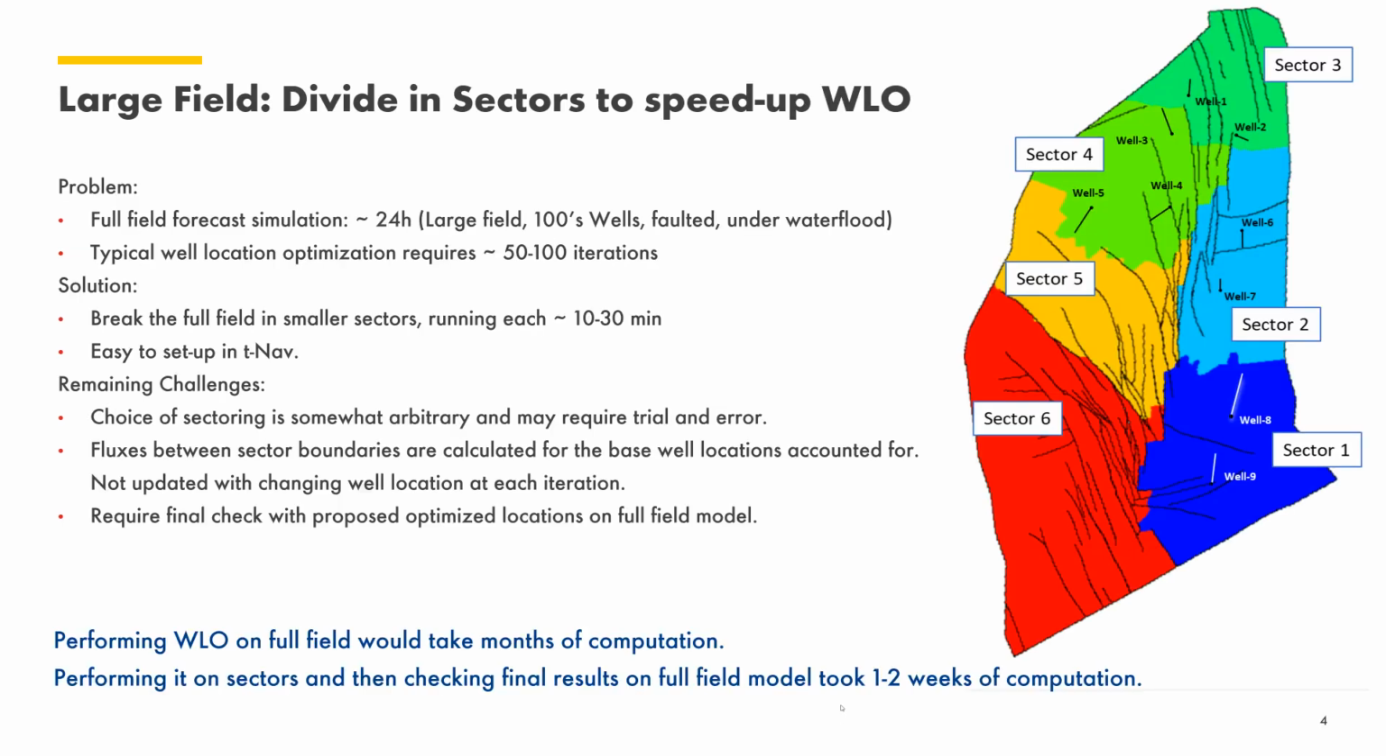So for the first challenge, the way we solved the large simulation time was to divide the field into different sectors and apply the well location optimization only on those sectors. The sectors are quite easily set up in tNav, and the target was to have a simulation of between 10 and 30 minutes to be able to run all those well location optimizations.